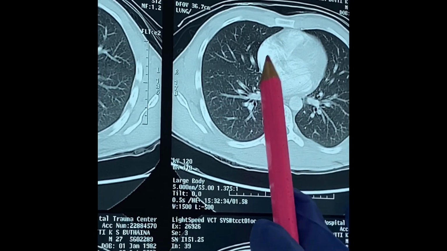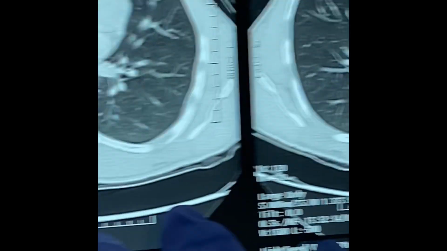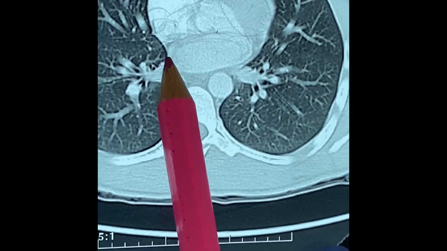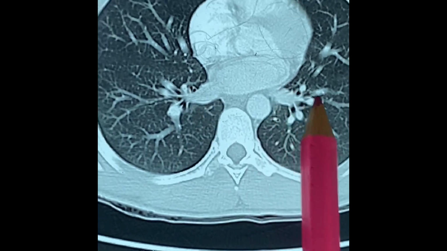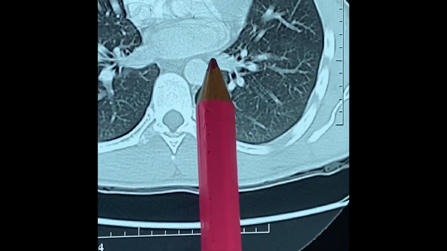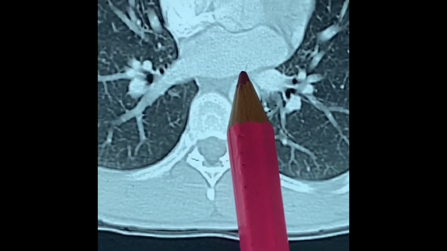We are seeing the right atrium here. Okay, so here also you can see the right atrium now. You're seeing the left atrium and the pulmonary vessels arising from it. Still, okay, this is the descending thoracic aorta. In this picture, the left atrium.